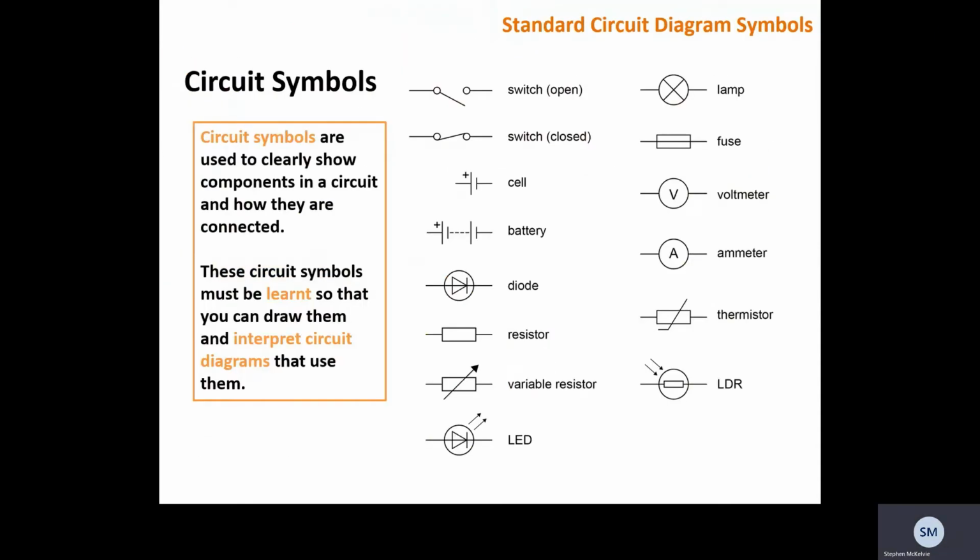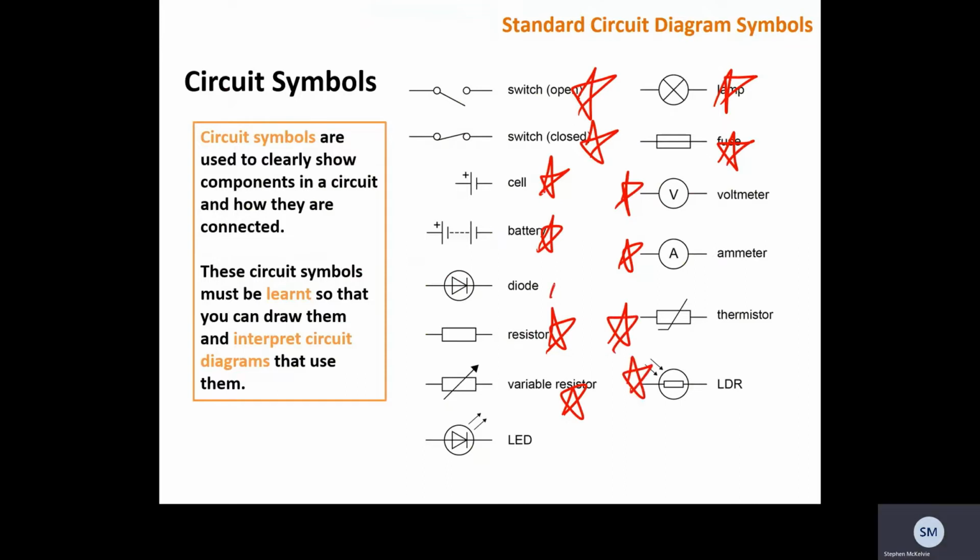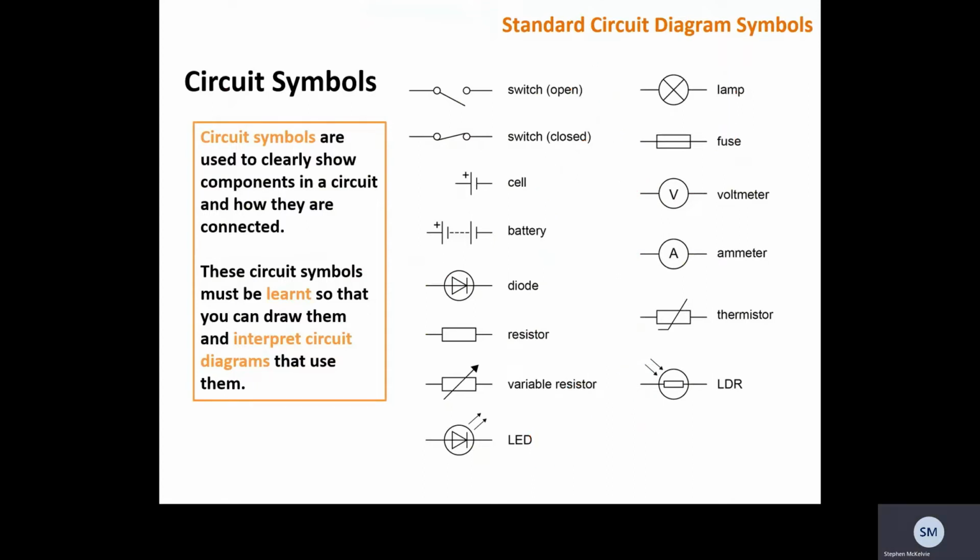I have to know the circuit symbols. Please learn them, especially this one, and this one, and this one. Yeah, all of them. It seems like a lot, but it's not. Write them out 20 or 30 times and you'll never forget them.